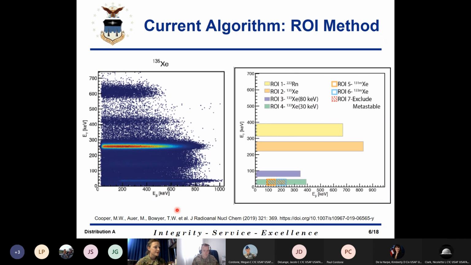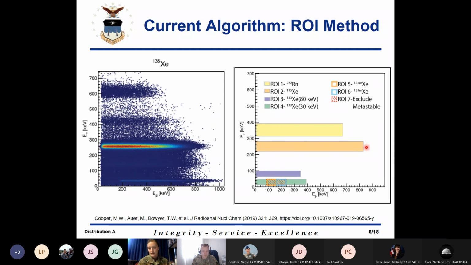So we have this spectrum, and this is a perfect lead-in to the current method, the current algorithm. It's called the ROI method, and that stands for region of interest method. The regions of interest are going to be these rectangles you see over here on the right, and they correspond to different xenon isotopes. So taking the example I put up for you here, the xenon 135, that translates perfectly to this orange rectangle over here.